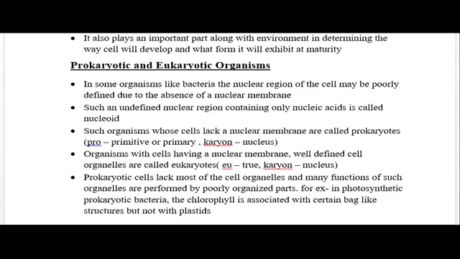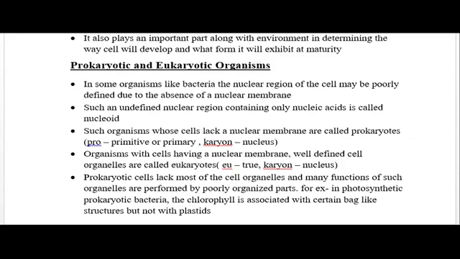Pro means primitive, karyon is nucleus. On the other hand, organisms with cells having a well-developed nuclear membrane and well-defined cell organelles are called eukaryotes. Eu means true, karyon means nucleus. So this is the basic difference between prokaryotes and eukaryotes. Prokaryotes lack many things. They lack a well-defined nuclear membrane, they lack a well-defined nucleus, and they don't have well-developed cell organelles, whereas all these things are possessed by eukaryotic organisms.